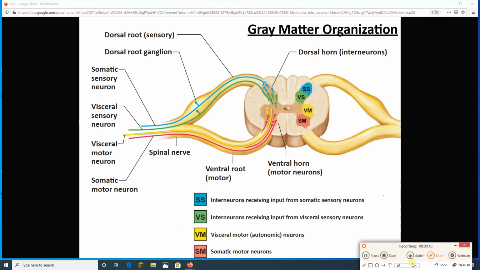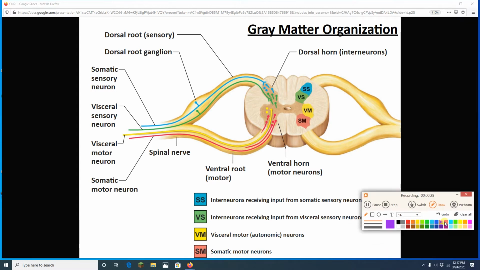horns in the gray matter, and we've been talking about how the lateral and ventral horns, so this guy right here, are going to be motor. So what I'm going to see here are my somatic motor neurons coming out. Somatic motor neurons are these red guys right here. Somatic motor axons coming out of the front of the spinal cord. The yellow guys are my autonomic or visceral motor, also coming out that front of the spinal cord.